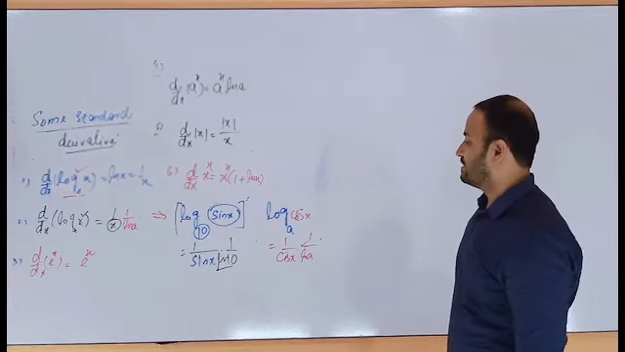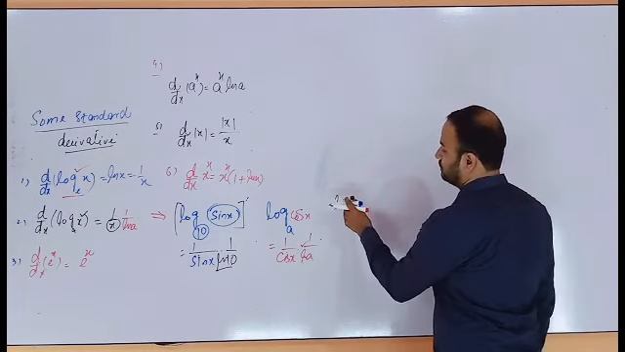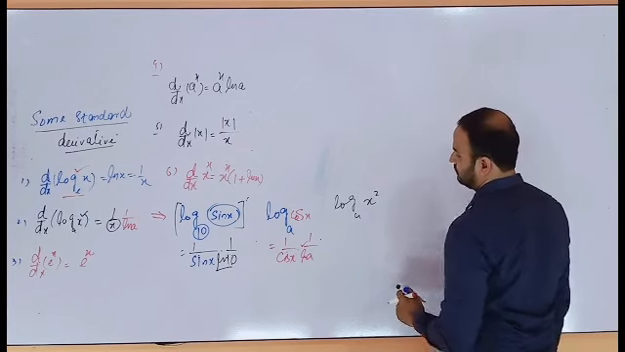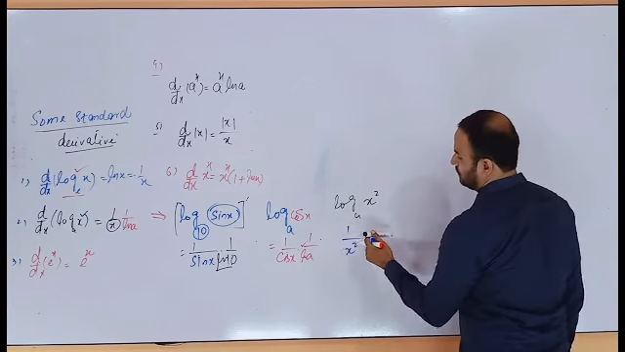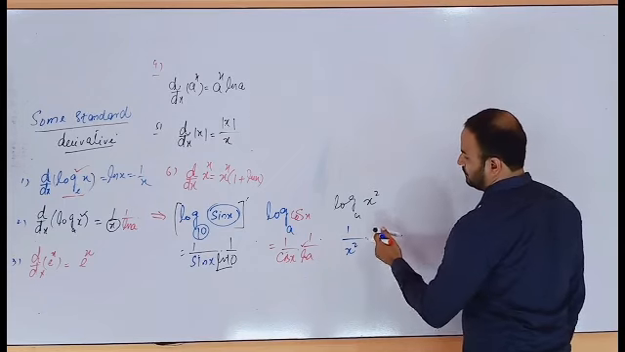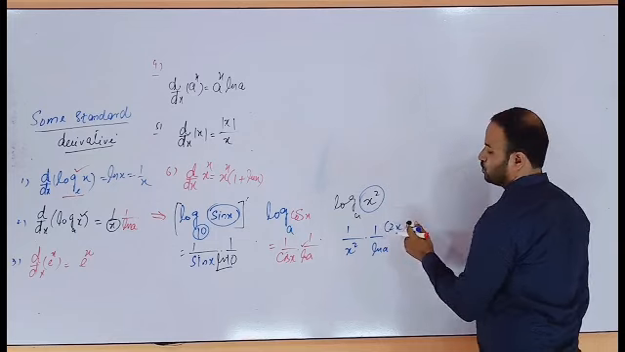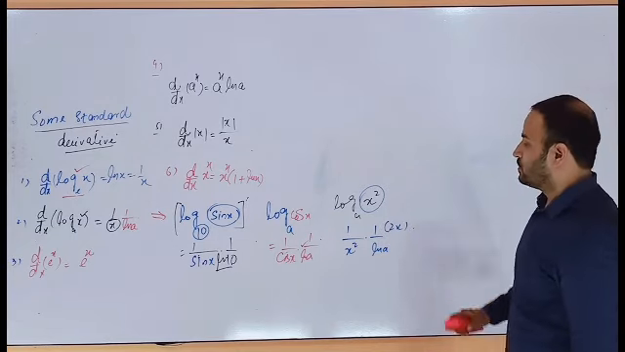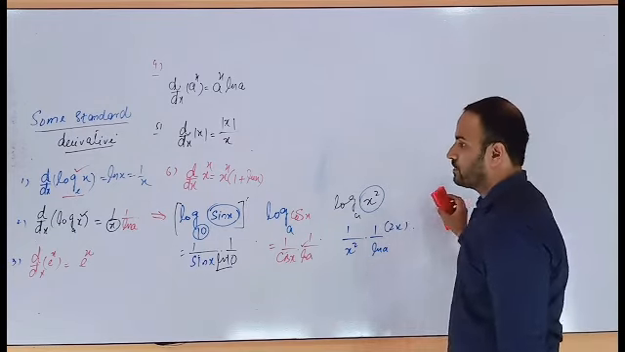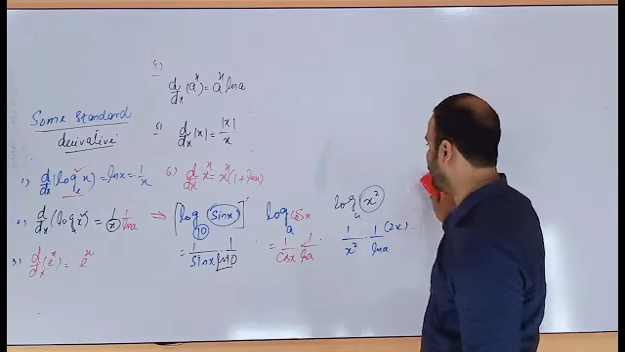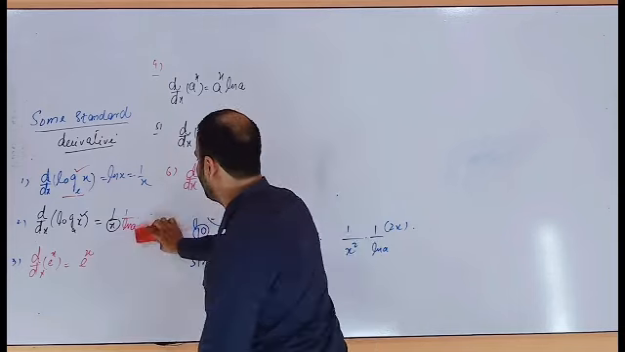And if there is a function x square, then 1 over x square and 1 over log of a, what is the derivative of this function? 2x. So this is the derivative of this type of function. I have already made a video on the topic of this log function. So you should watch it on my YouTube channel.